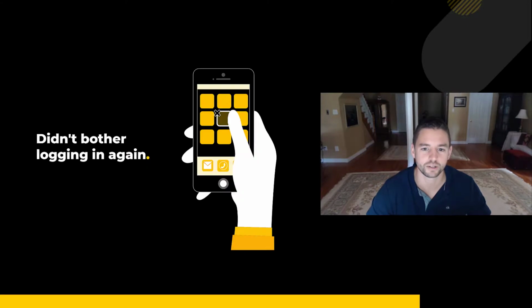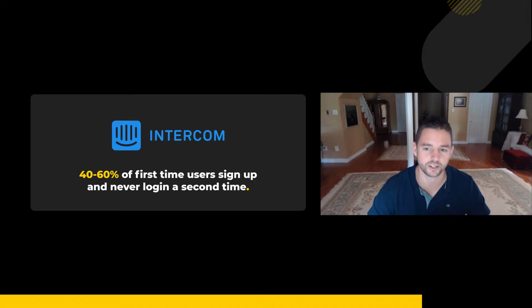But on the flip side, if the product didn't deliver on its promise, you probably didn't bother logging in again. That's because, according to Intercom, 40 to 60% of first-time users sign up and never log in a second time. Now, I want you to verify this. Don't take Intercom's word for it. Look in your product analytics. See for yourself how many of those first-time users actually come back a second time.